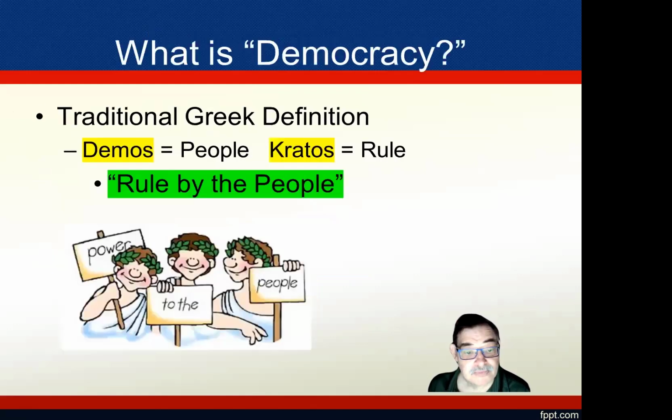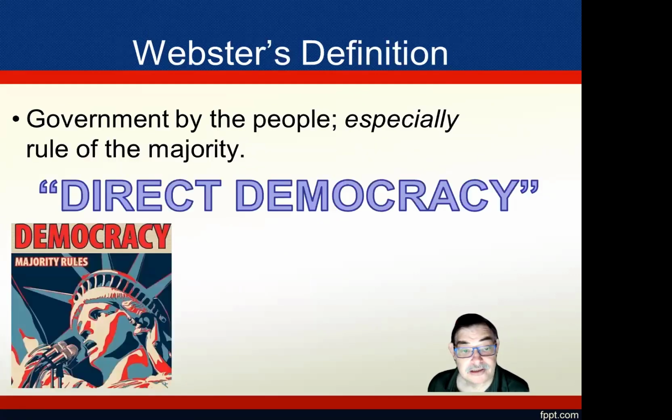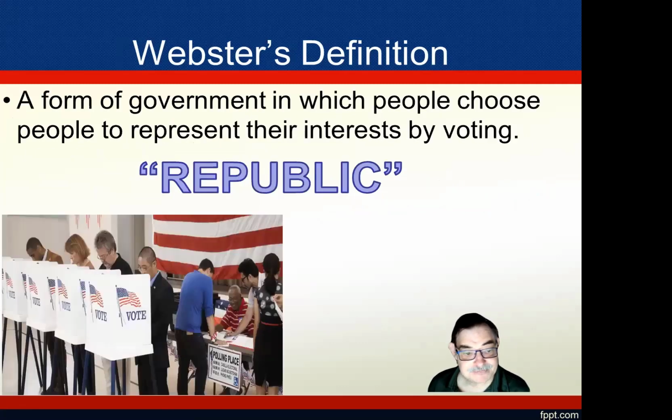in a democracy. Now, democracy itself is a word that's rooted in the Greek. Its traditional Greek definition is demos meaning people and kratos meaning rule. So it literally means rule by the people. Today, we would probably say power to the people because the people hold the power in a democracy. Another definition from Webster is government by the people, especially rule of the majority. So we would call this a direct democracy because the people are directly involved in making the decisions. This is compared to an indirect democracy that we're going to look at next.